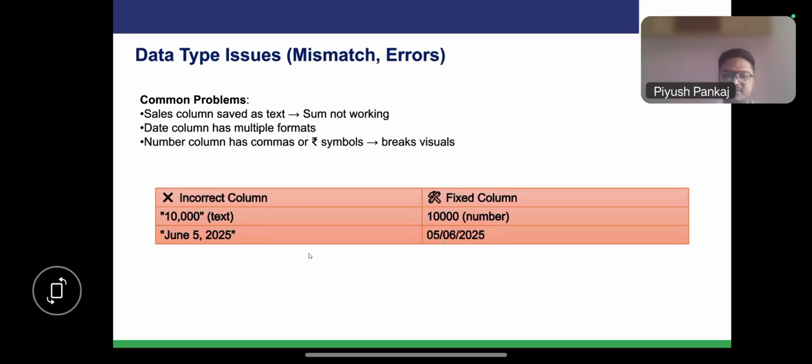If the sales column, let's suppose, is saved as text, sum is not going to work. Date columns have multiple formats. And if you want to show this number in currency, and it is in text, you won't be able to show it in currency, because currency is all about numbers. If it is text, then that currency symbol is not going to work. So it is going to give you so many errors when you try to implement all these things.